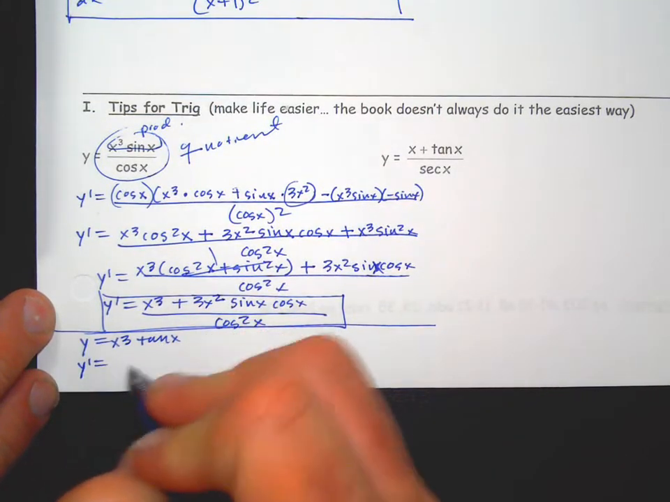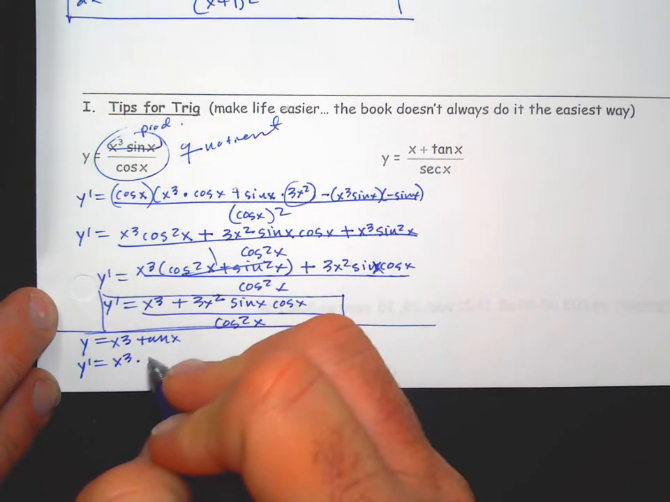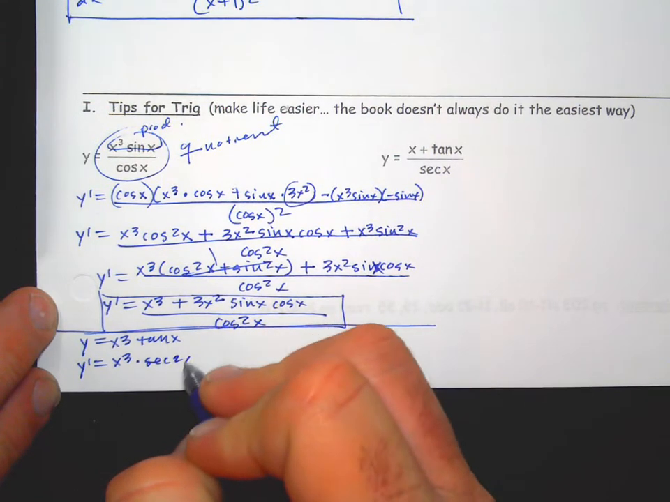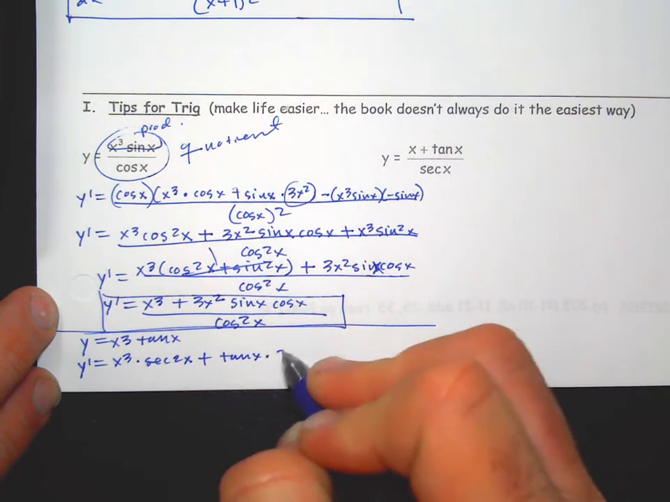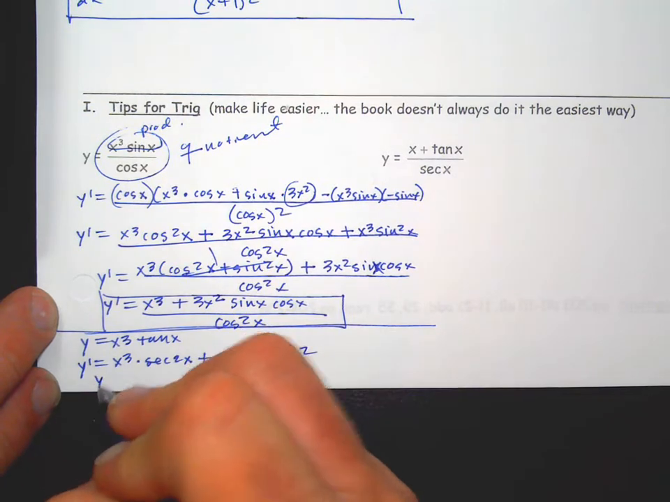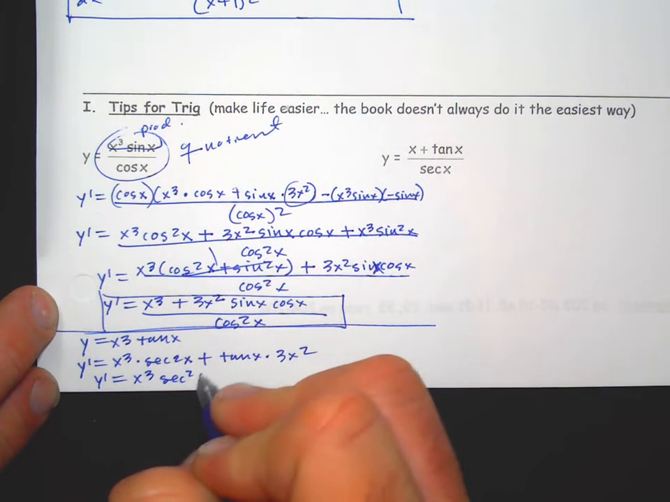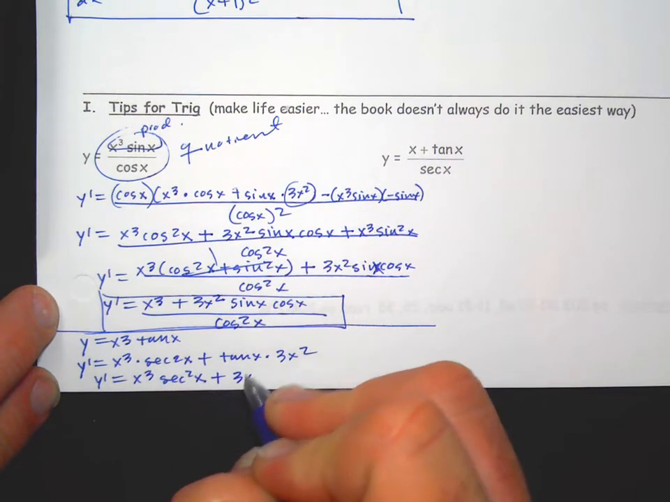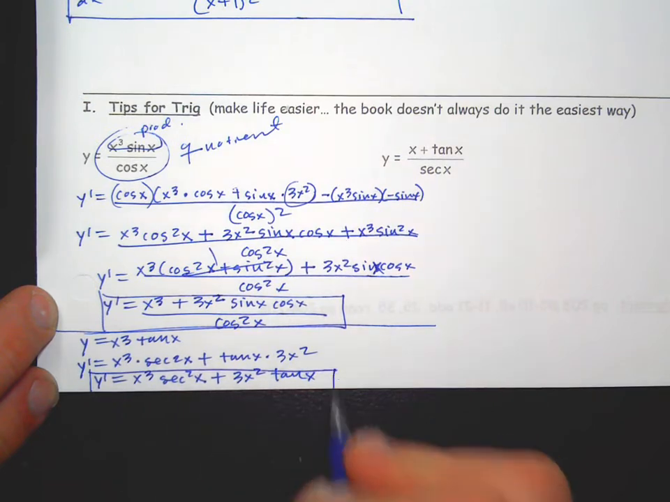Y prime equals, now you just have a product, no quotient. X cubed times the derivative of tangent, which is secant squared, plus tangent x times the derivative of x cubed, which is 3x squared. So your final answer is y prime equals x cubed secant squared x plus 3x squared tangent x. And this would be a totally fine answer. And that was way easier than the other one.